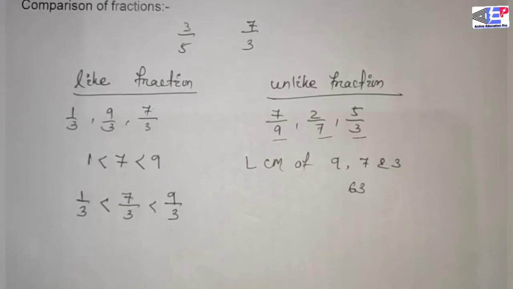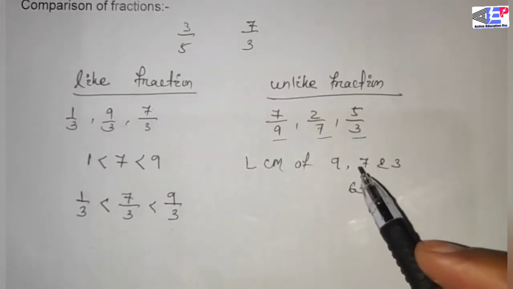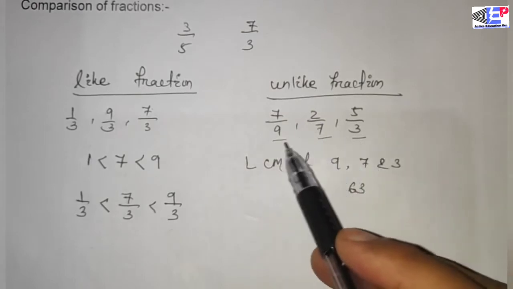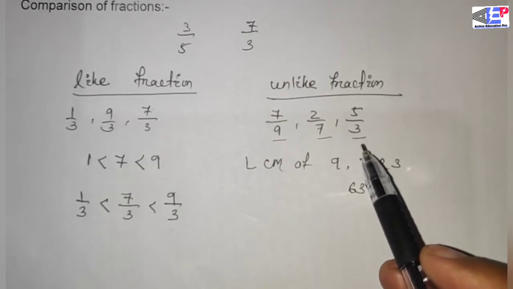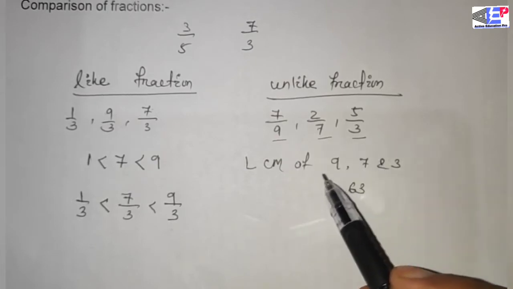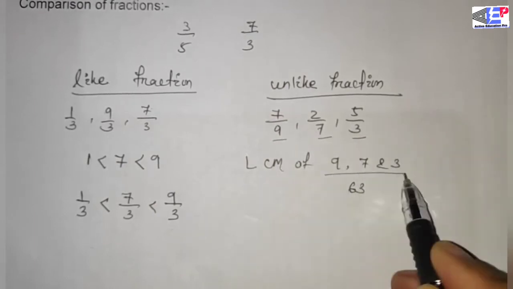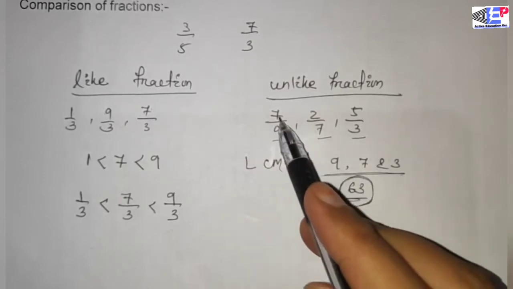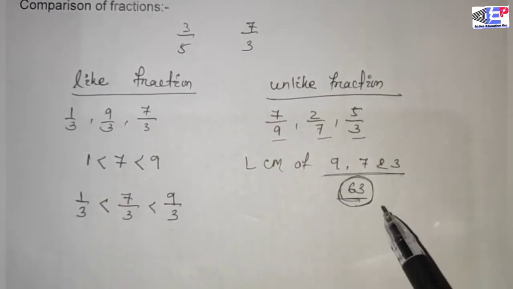Now you have to make an equivalent fraction of each fraction having denominator 63. You have to make the denominators the same, like fractions. These are unlike fractions, but you have to make them like fractions. So first take the LCM of the denominators 9, 7 and 3, which is 63. Now make an equivalent fraction of 7 by 9 having denominator 63, similarly 2 by 7 having denominator 63, and 5 by 3 having denominator 63.